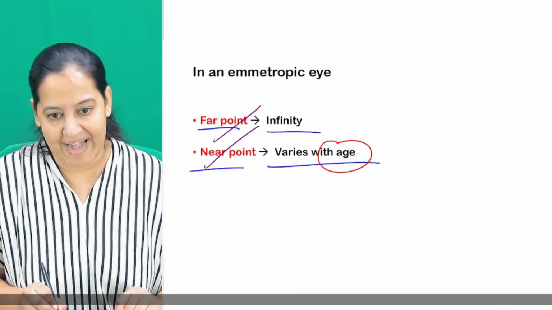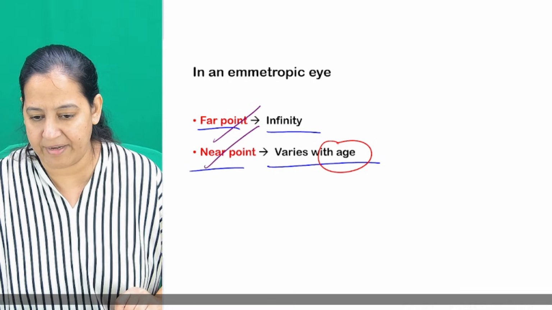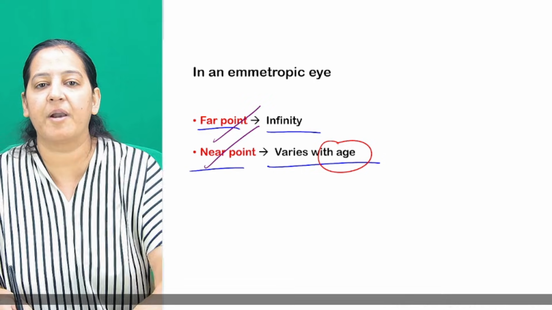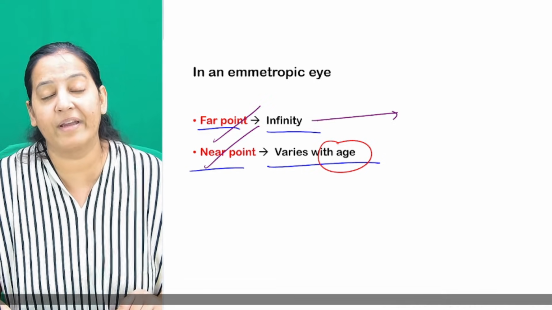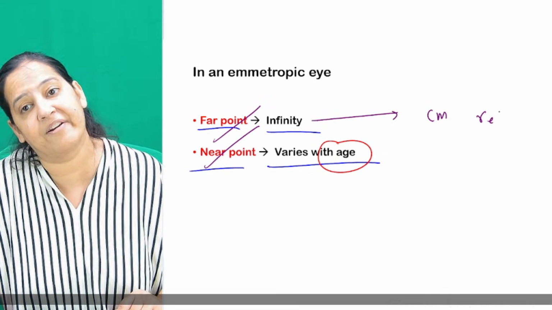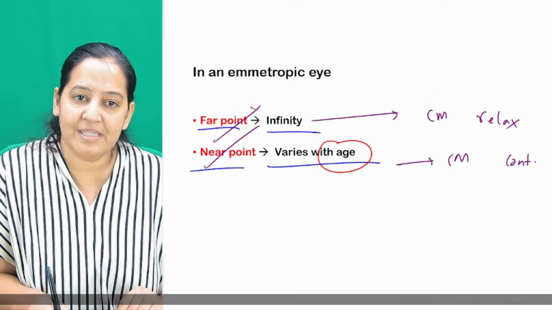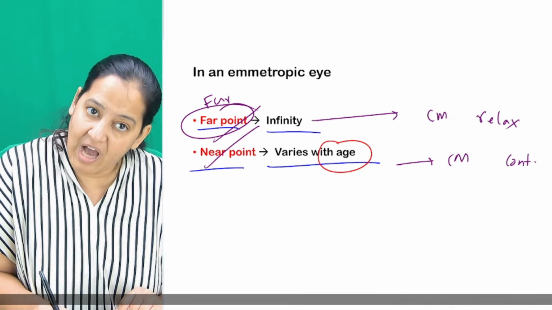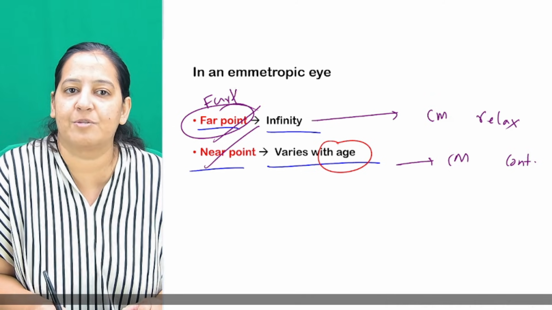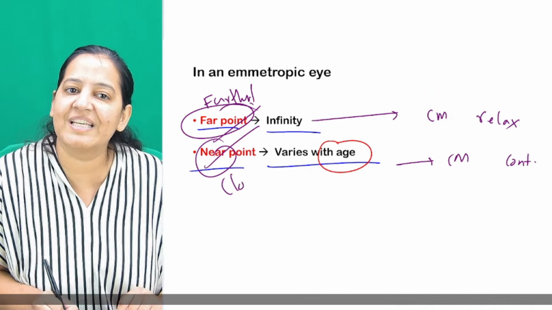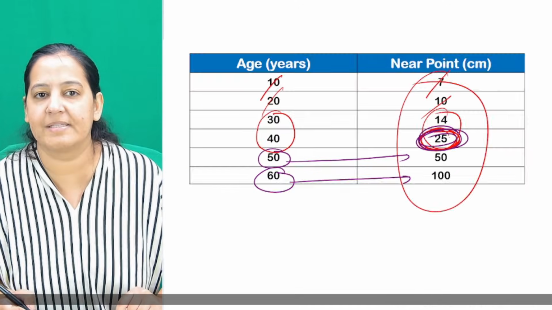So this is how we calculate far point and near point. Can I say what is far point? Far point is the point at which ciliary muscles are maximally relaxed, and near point is the point at which ciliary muscles maximally contract. So this is the farthest point the human eye can see clearly, and this is the nearest, closest point the human eye can see clearly.